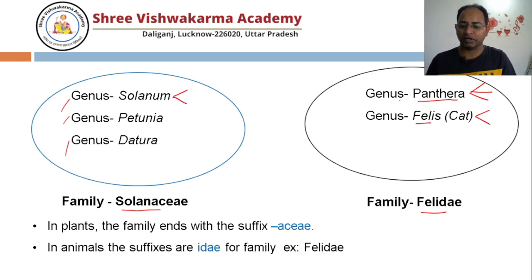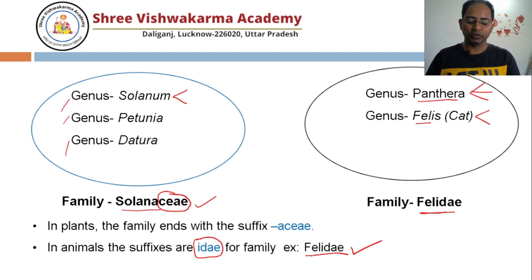In plants, in the plant family, we always keep the suffix aceae, like Solanaceae. So you can identify this is the name of the family. However, while you're talking about animals, we always keep the idae after the name. So it is known as Felidae. You can understand this is the name of a family.